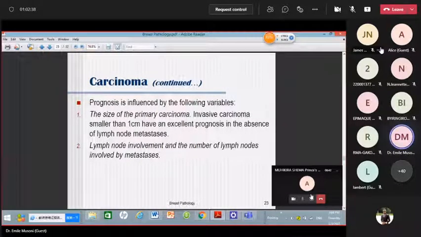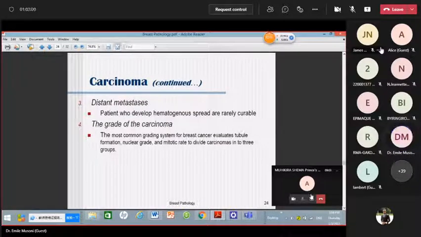The prognosis of breast carcinoma is influenced by the following variables: size of the primary carcinoma. For example, if it is less than 1 centimeter, this one has an excellent prognosis. Lymph node involvement and the number of lymph nodes involved. Once there is metastasis in lymph node, there is a poor prognosis. Distant metastasis, spread to other organs, have poor prognosis and are rarely curable.